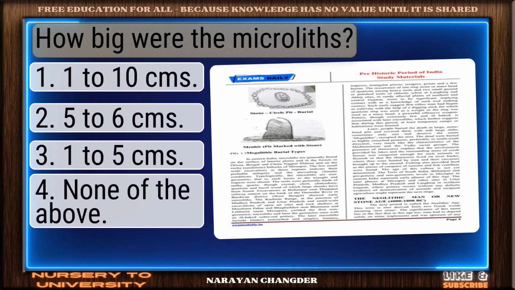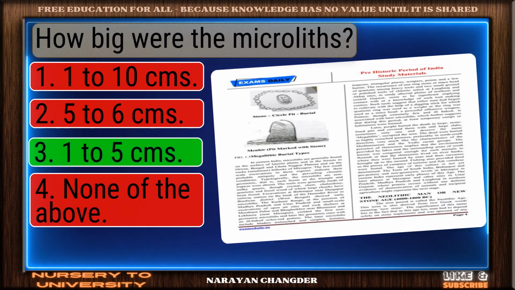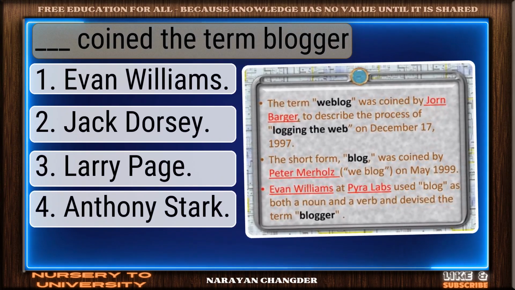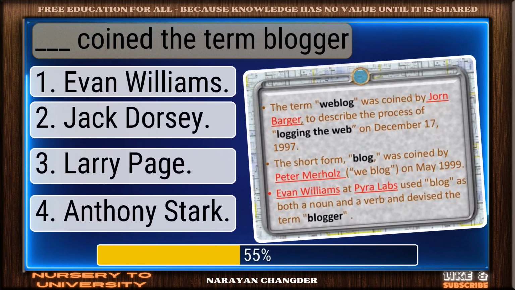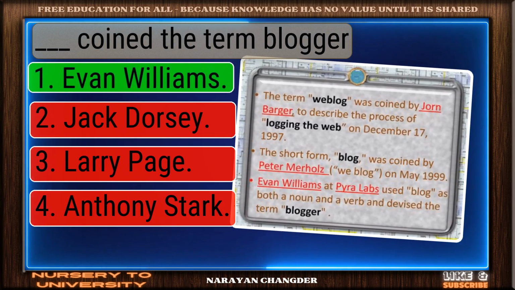How big were the microlights? Strong choice. 1 to 5 cinemas is the right answer. Dash coined the term blogger. You got it. Your choice Evan Williams is right.